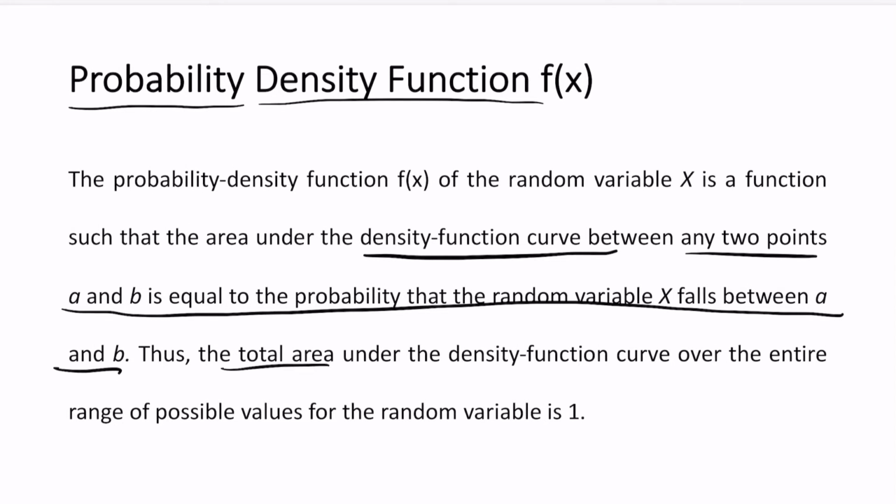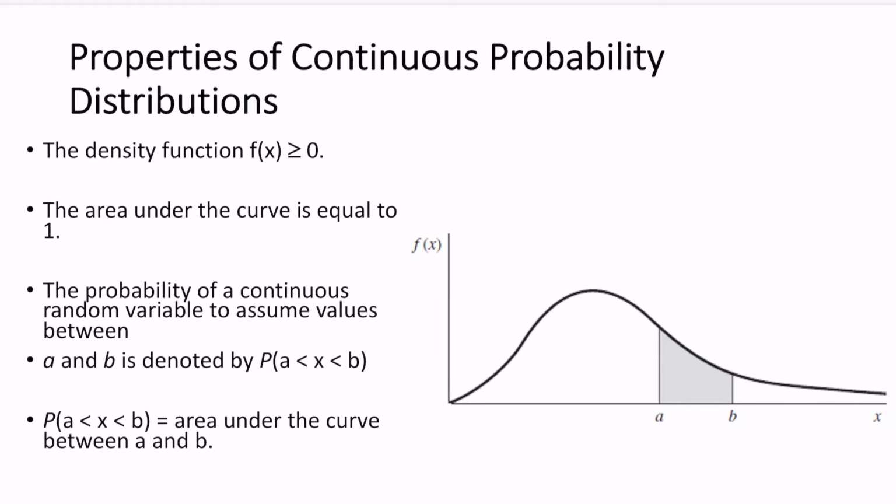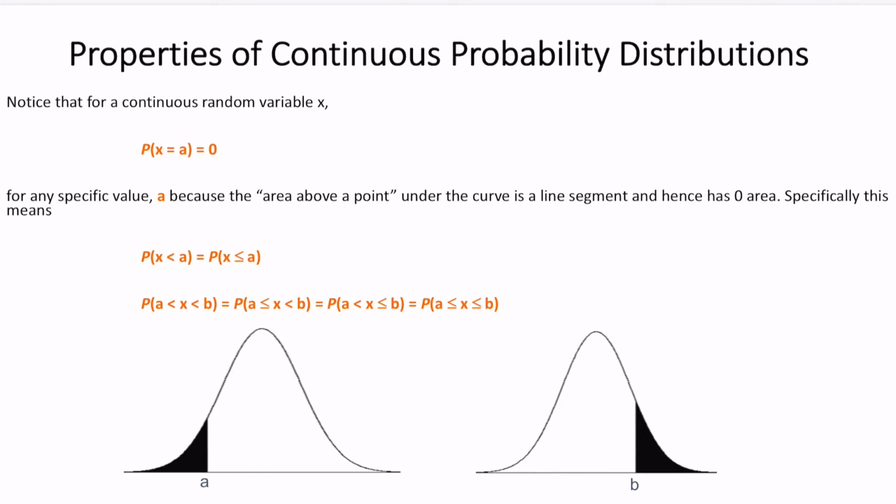The total area under the density function curve over the entire range of possible values of the random variable is always equal to 1. So these are the two main properties: the density function is always greater than or equal to 0, and the total area is always equal to 1. And the probability between 2 points A and B is the area between those 2 points. So this is how we can calculate the values.